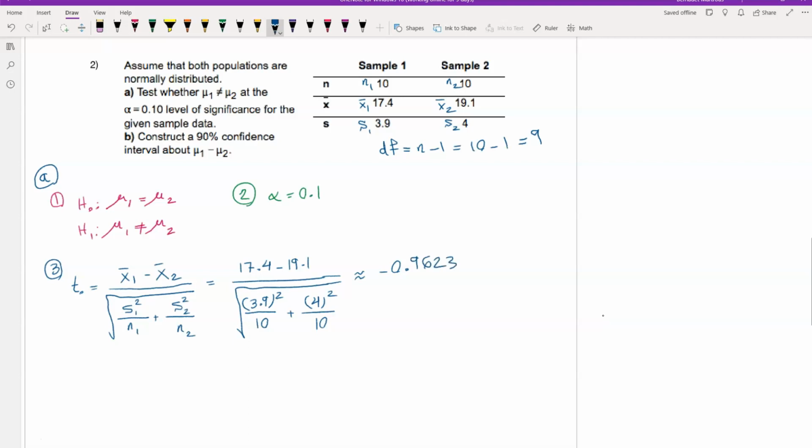0.9623. When you're trying to enter these numbers into the calculator, first you have to find the difference between these two numbers in the numerator. But if you're trying to enter all of these together, it's better to use parentheses in the numerator and denominator. So use parentheses to make sure the answer is correct. So this is our answer for this part.